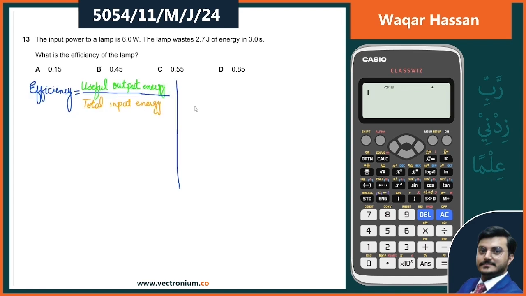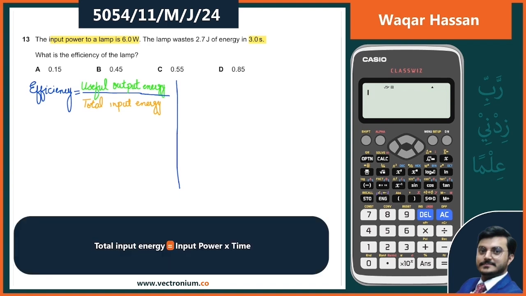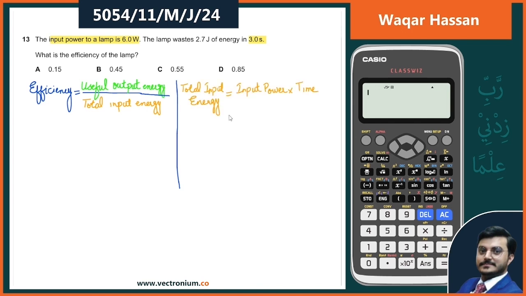So let's first calculate the total input energy, as the input power and the time are given, and we also know the relation between the input energy, input power and the time, which is total input energy is equal to input power times time. Here the input power is 6 watt and the time is 3 seconds. So the total input energy is 18 joules.